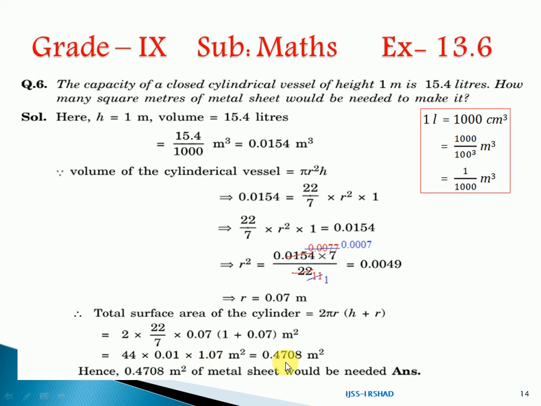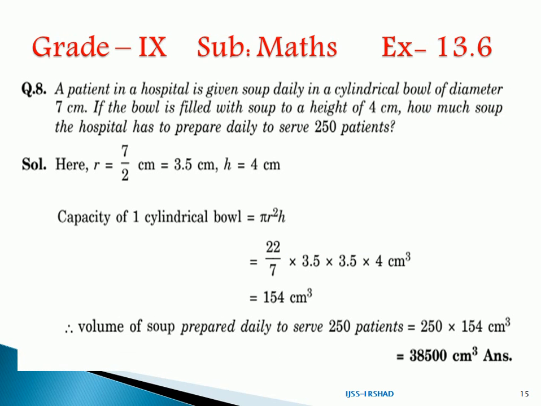So when you do the calculation, you will get 0.4708 meter square. So you can say 0.4708 meter square of metal sheet would be needed to make the closed cylindrical vessels of height 1 meter. Hope it is clear to you all. Now question number 7 you have to do by yourself. It's the same kind of question.